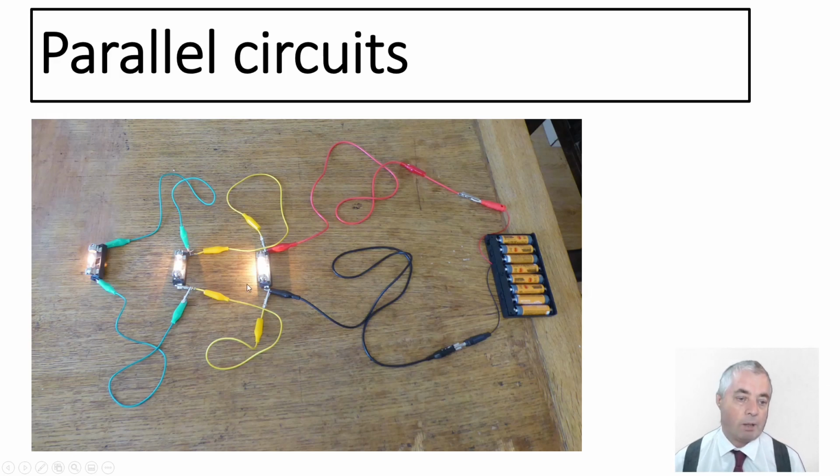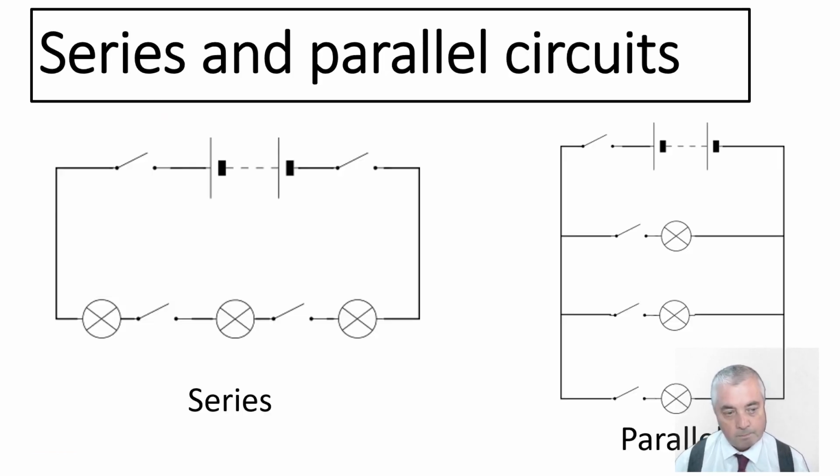And you can straight away see one of the advantages of a parallel circuit. These bulbs are much brighter. And the reason they're much brighter is because they're getting the full 12 volts of the power supply. So they're working properly. Whereas in the other circuit, they were only getting 4 volts, so they weren't working properly at all.